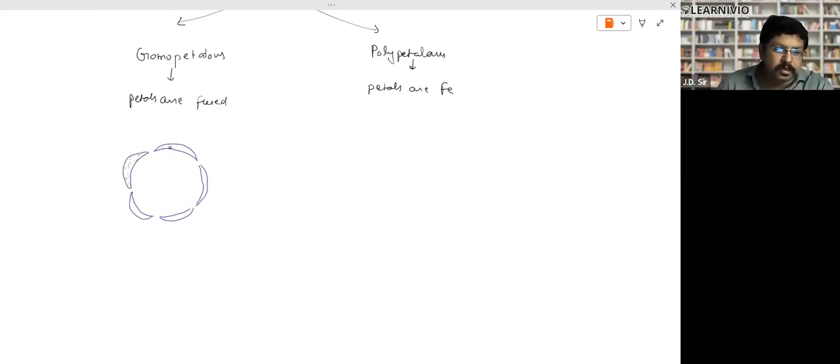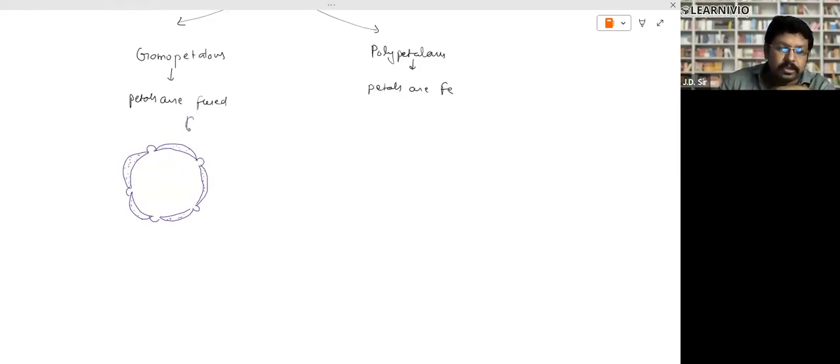So that's how we will represent the calyx and corolla. That's how we will represent the corolla. But here the corolla is fused, so we will make a structure like this. This structure means their margins are fused with each other, right? So that's how we call it corolla. So now how many corolla are there? There are 5 corolla, right?